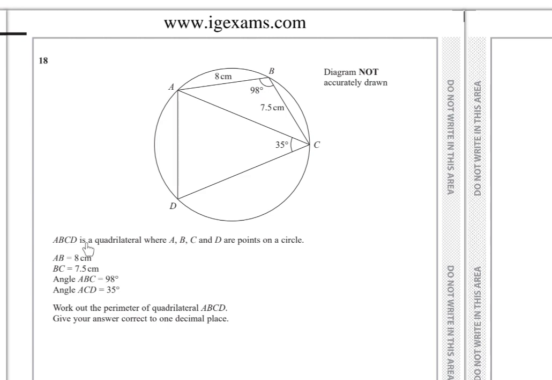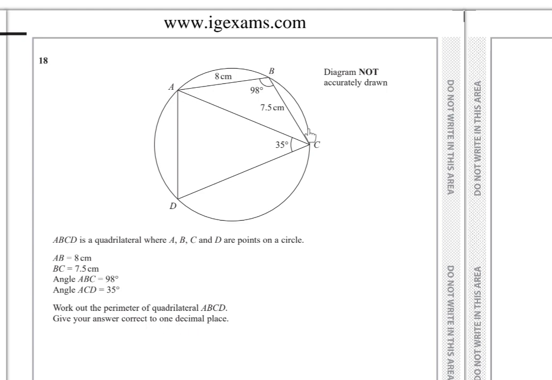18. ABCD is a quadrilateral where A, B, C and D are points on a circle. AB equals 8 centimeters, BC equals 7.5. Angle ABC equals 98. Angle ACD equals 35. Work out the perimeter of the quadrilateral ABCD. Give your answer correct to 1 decimal place.